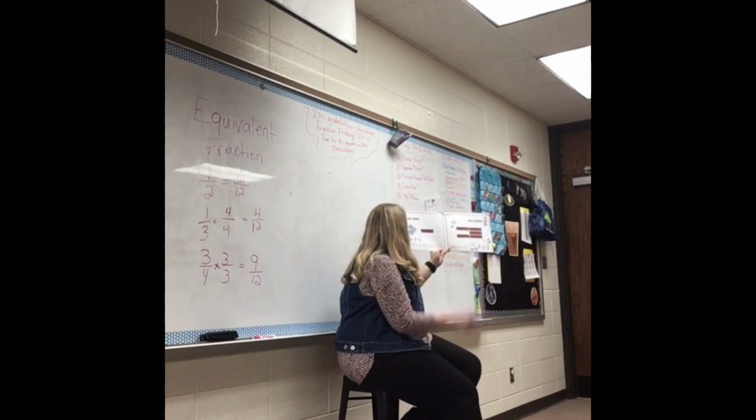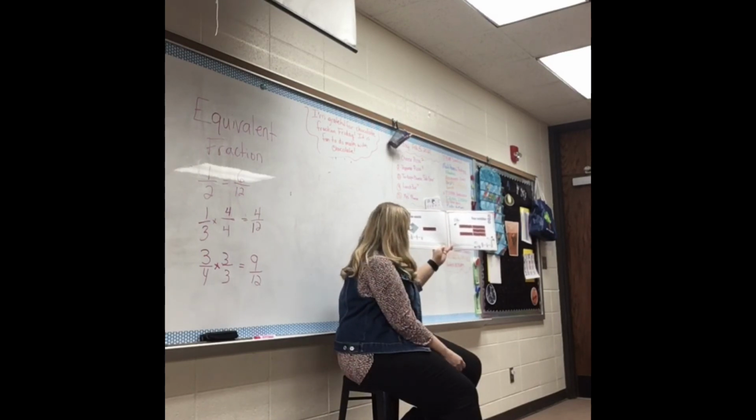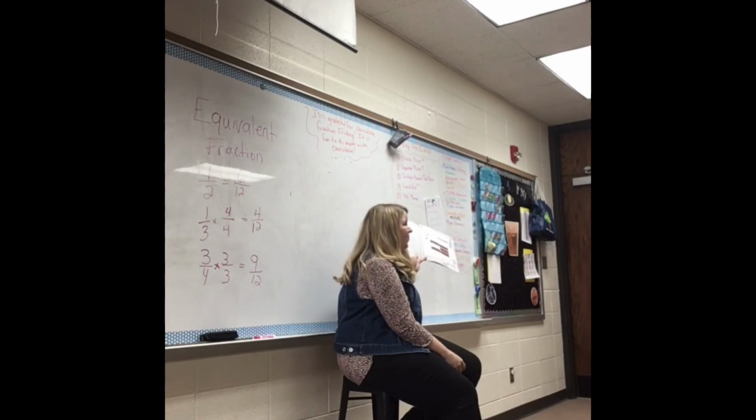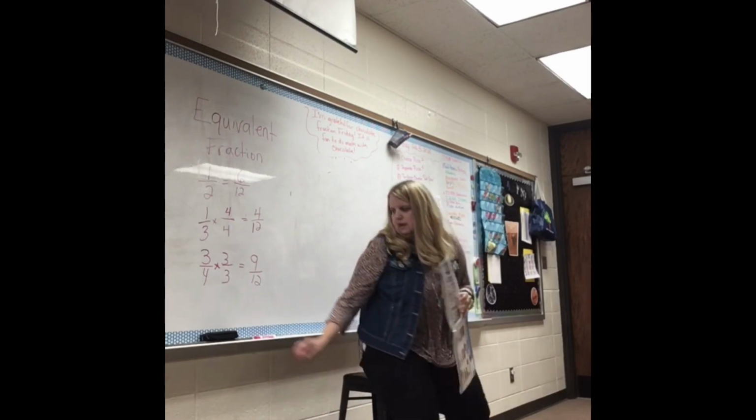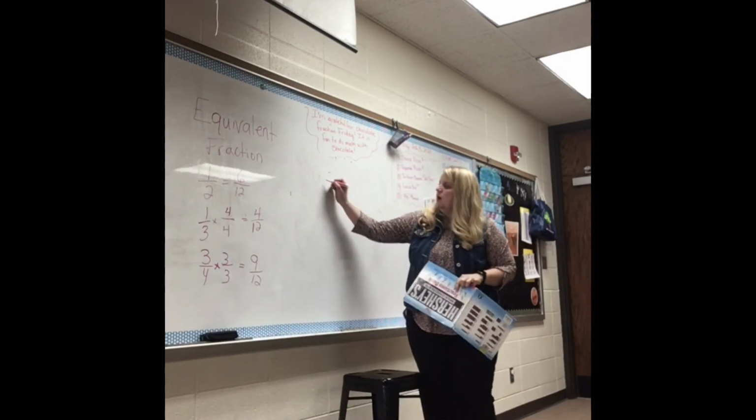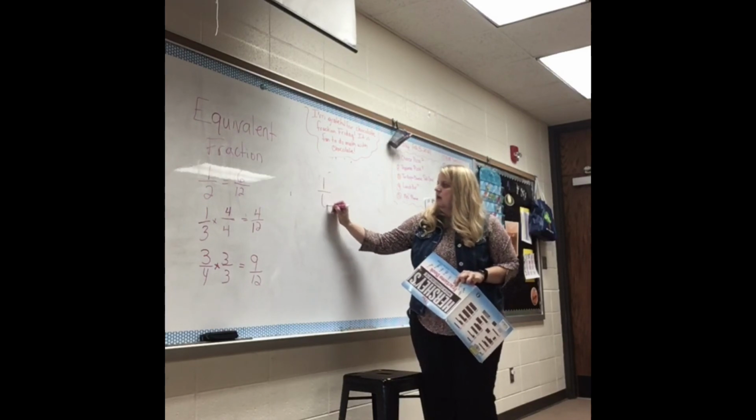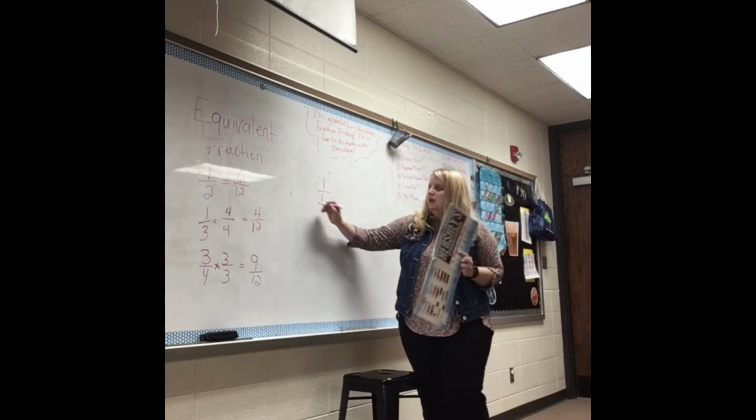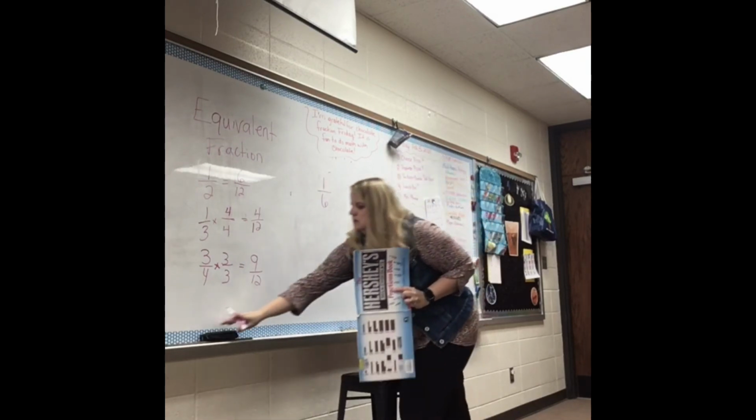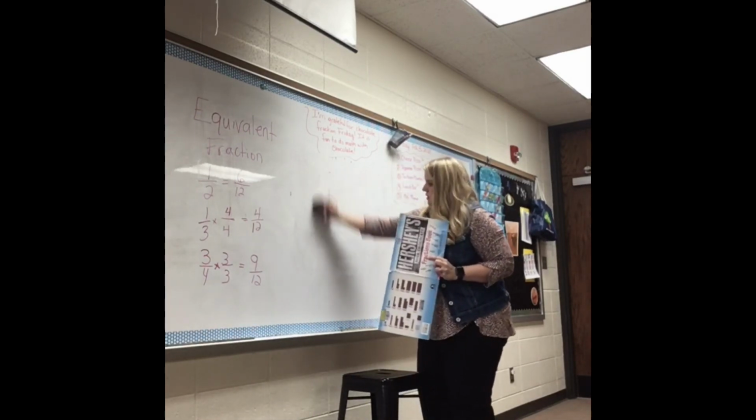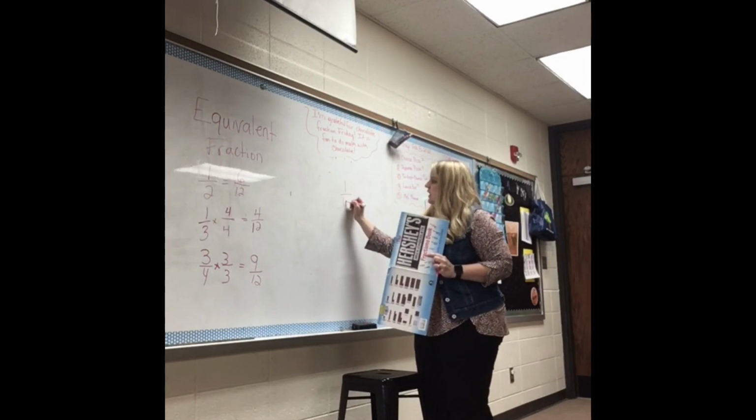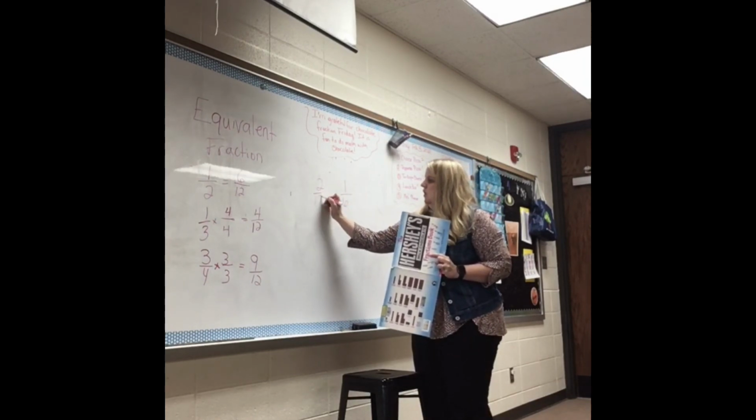If you divide the numerator and the denominator by the same factor, you can simplify this fraction into its lowest terms. So let's say simplify, and lowest terms. 1/6 is the lowest term of 2/12. So let's look at that. If I have 1/6, I have 1/6, and that's as low as 2/12 can go.